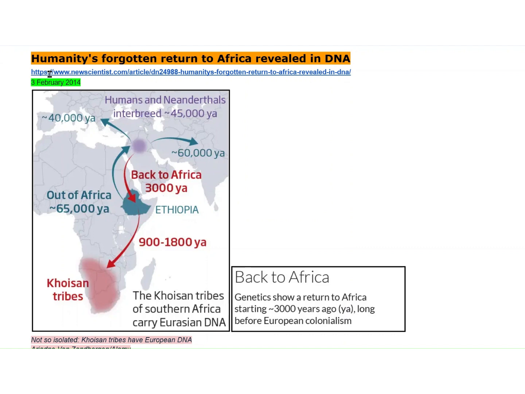Humanity's forgotten return to Africa, but they don't show any proof of return because there is no return, but they cannot say it that way. So they give the impression it's about haplogroup A, which is the origin. You have Adam here, A00, haplogroup A, which is the Adam of all modern human beings, according to consensus.